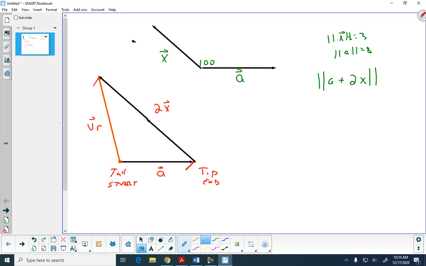Well, A is giving us a length of 8. What would be the length of 2x? Braden, what would be the length of 2x? Would it be 6? 6, yeah. Because the length of x is a value of 3. So this is 3, and this is 3. So the 2x would be a length of 6. So we have a length of 8 and a length of 6. We want to find VR, the third side of this triangle.